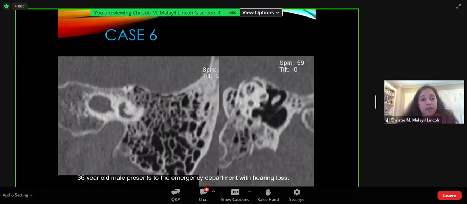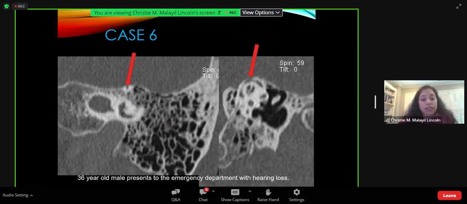Okay. Next case. This is a 36-year-old male who presents to the emergency department with hearing loss. So we did a temporal bone CT because of the hearing loss, which is very unusual to do out of the ER. But I will show you the abnormality. So here is the abnormality.